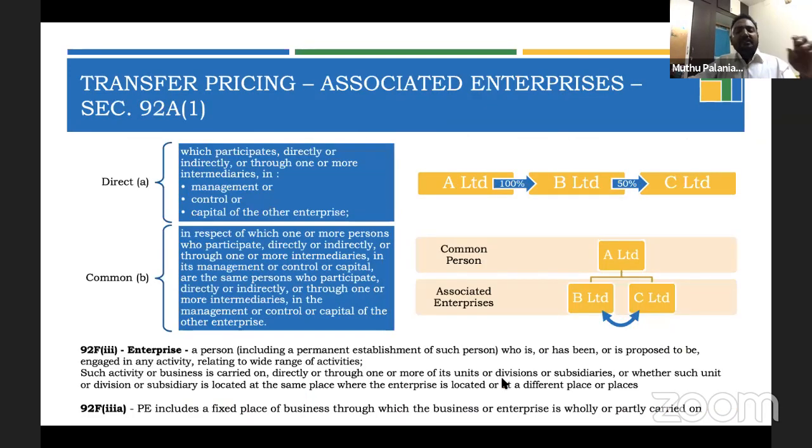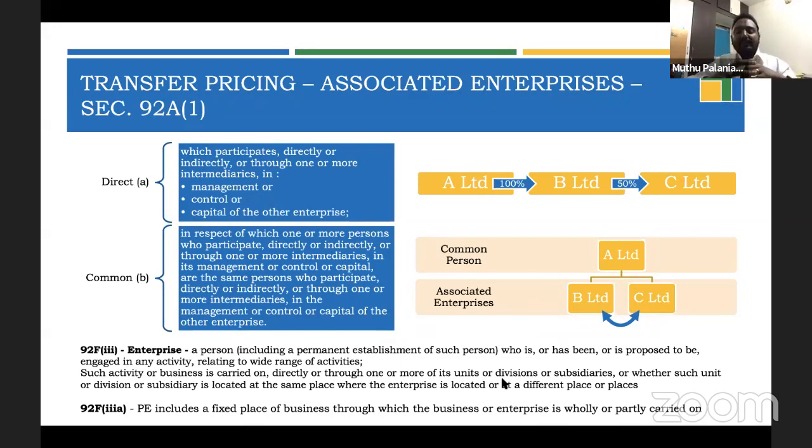Now, we said the first key term that we were talking about is associated enterprises. Next, the other two key terms which we will be discussing will be international transaction and the arm's length price according to the Indian transfer pricing regulation. So first we'll start with associated enterprises. Associated enterprises, according to the Indian Income Tax Act, could be either a direct relationship or an indirect relationship. We'll first understand the direct relationship.